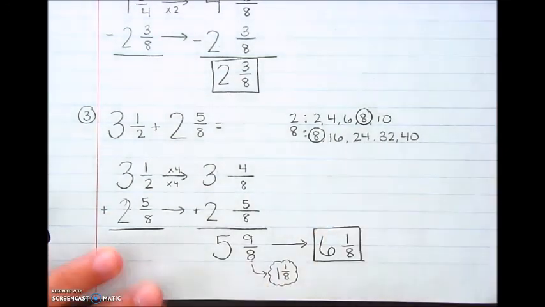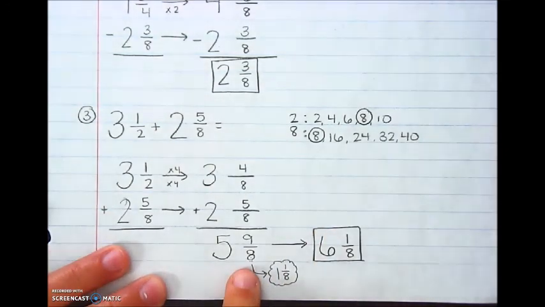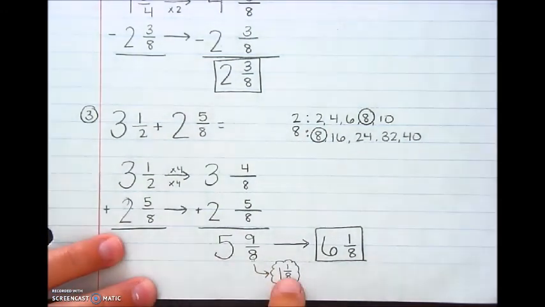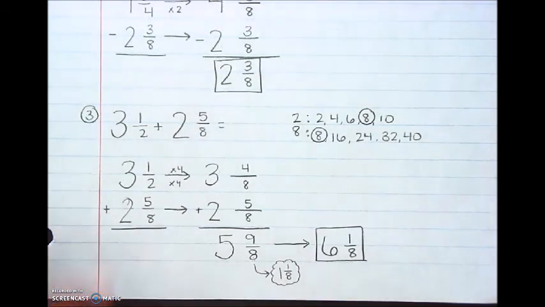So be on the lookout for improper fractions in mixed number problems as well. Figure out what that improper fraction is as a mixed number, and then combine it to the whole number ones place you already have. So that's how you would add and subtract some more examples of mixed number problems.